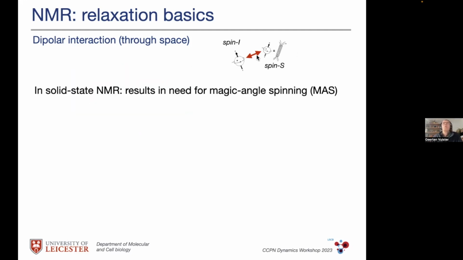Now, this dipolar interaction you've seen before, and the fact that it doesn't average in solids, you may know, because in solids we do something which is called magic angle spinning. And that's effectively inducing the same effect, namely an averaging over all the orientations, so the effect goes to 0.